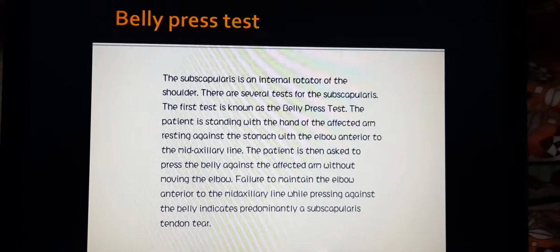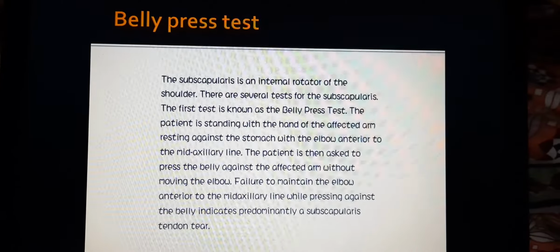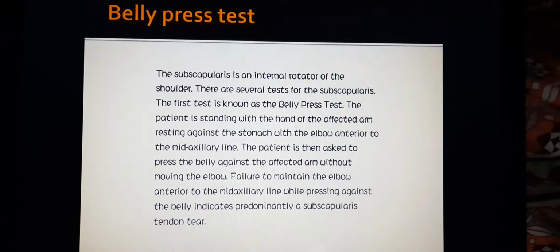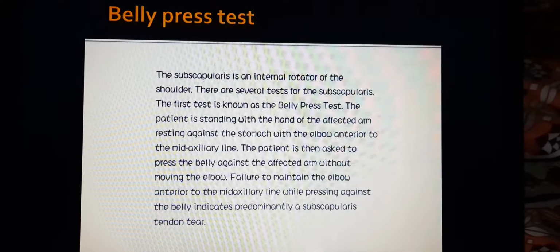Belly press test. The subscapularis is an internal rotator of the shoulder. There are several tests of subscapularis. The first test is known as the belly press test.